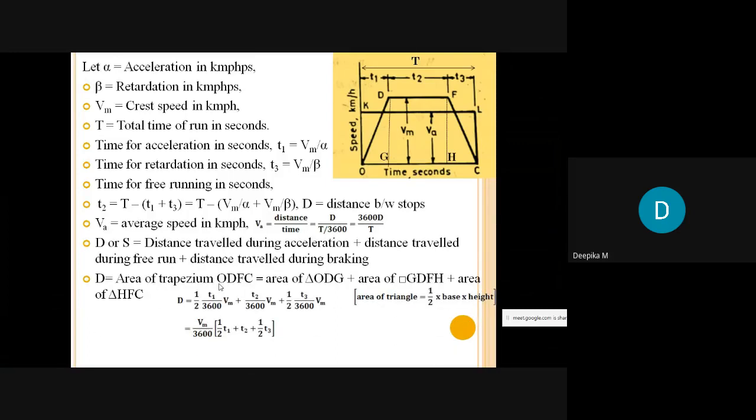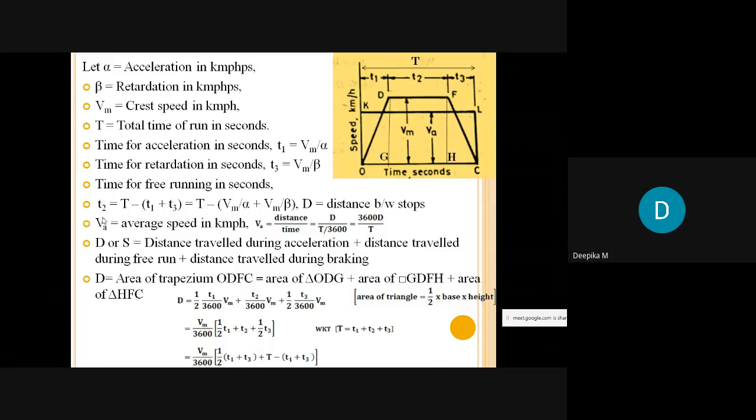So if I take Vm by 3600, then I'm left with half T1 plus T2 plus half into T3. Next, I know that T is nothing but T1 plus T2 plus T3. So I'll take half common from this term and this term, retain T1 plus T3, and replace T2 by T minus T1 plus T3.